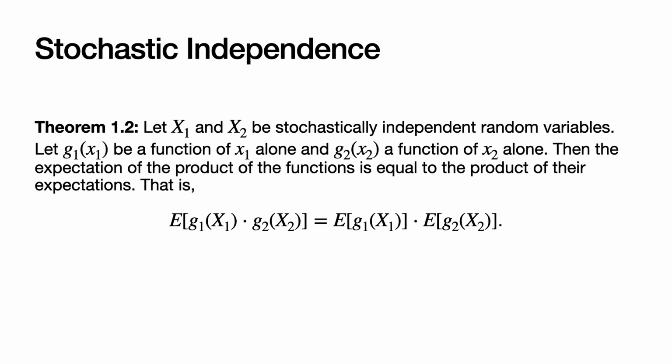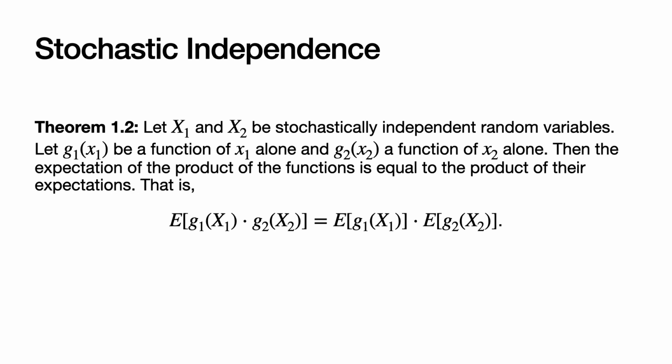So again, if x1 and x2 are random variables, then these functions g1 of x1 and g2 of x2 are random variables themselves. Their product, g1 of x1 times g2 of x2, is another random variable, and the expected value of that random variable, the expected value of g1 of x1 times g2 of x2, is equal to the product of the expected value of g1 times the expected value of g2.